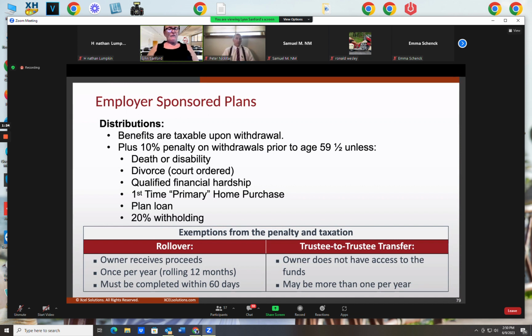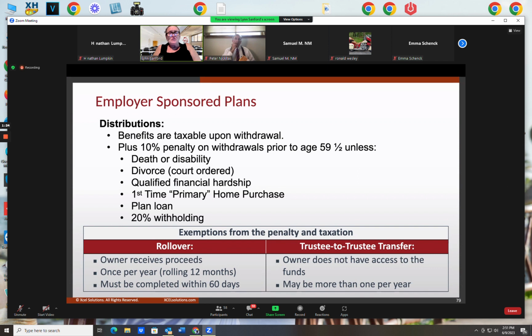So your first home that you're trying to scrape up enough for a down payment, or try and put as much down as you possibly can to keep your mortgage payment as low as possible, well, you can take money out of a qualified plan up to $10,000, and you can only do it once for a primary first home purchase. Not second, not third, not fourth, just first home purchase. Also, if you take out plan loans, you're not hit with the 10% penalty, okay? But you are going to pay interest on the loan.